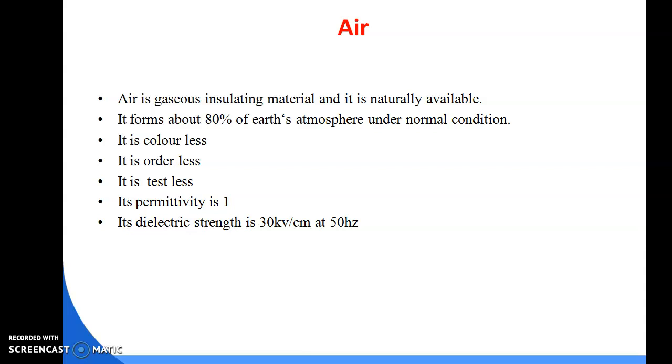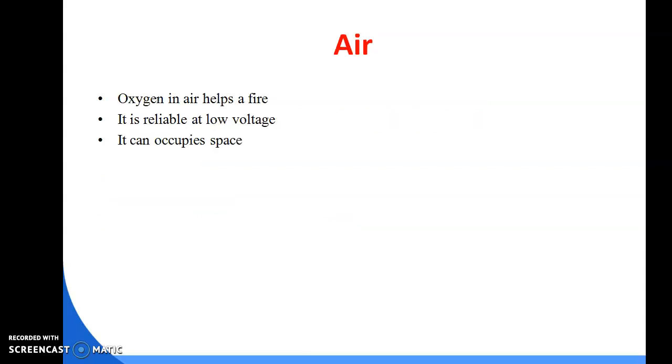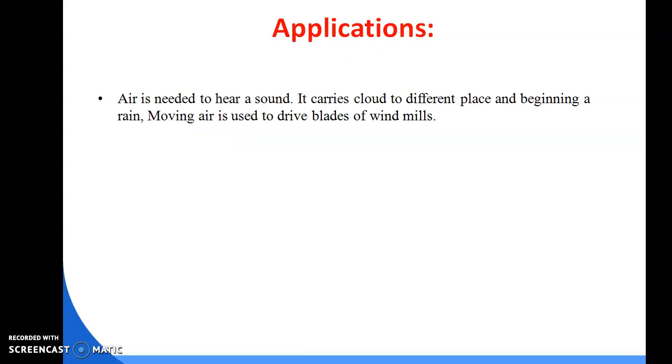So it is naturally available and it is about 80% of Earth's atmosphere under the normal condition. It is colorless, odorless and tasteless. Its permittivity is 1. Its dielectric strength is 30 kV per cm at 50 Hz. Clear? So oxygen in the air helps as a fire. It is reliable at low voltage. It can occupy a space.